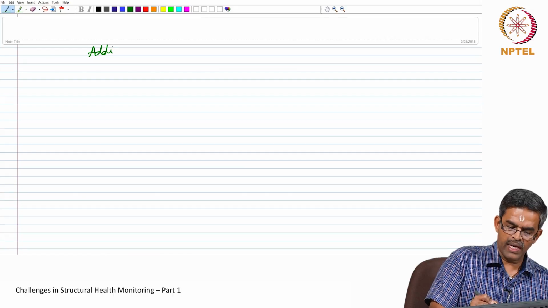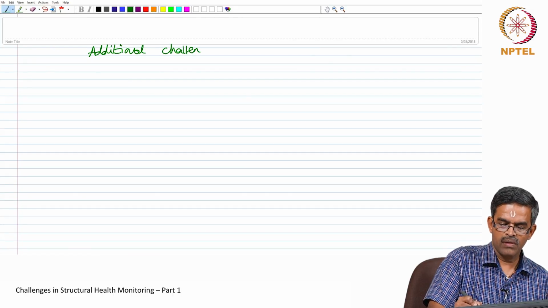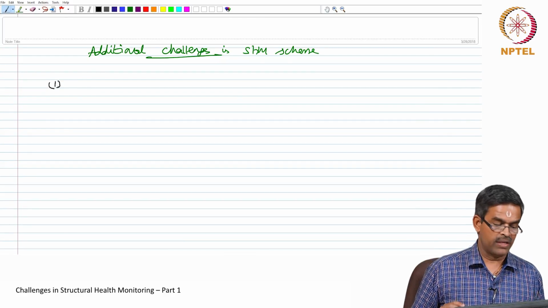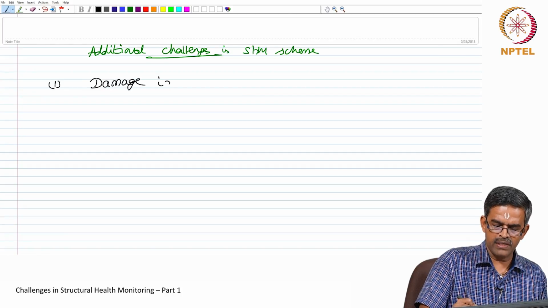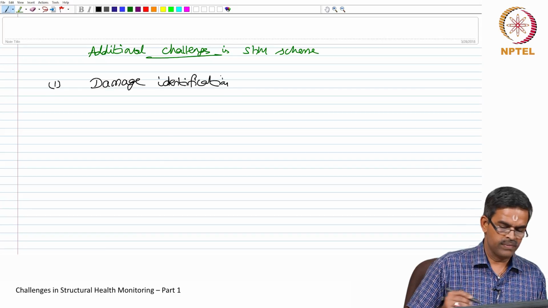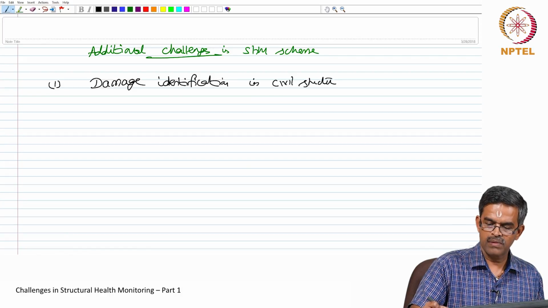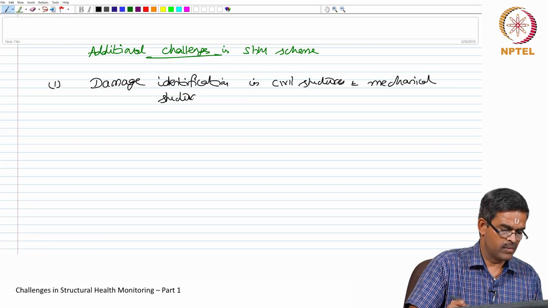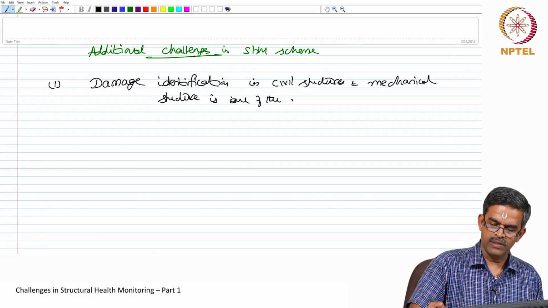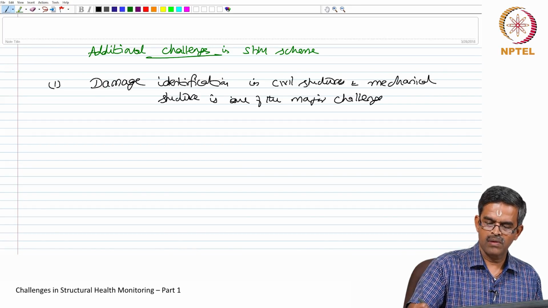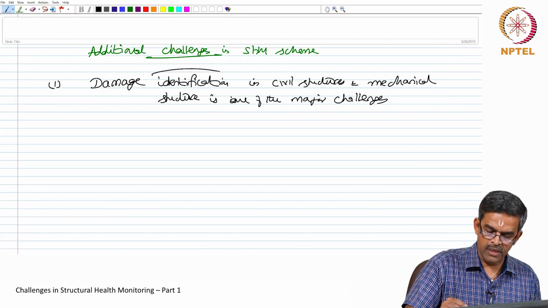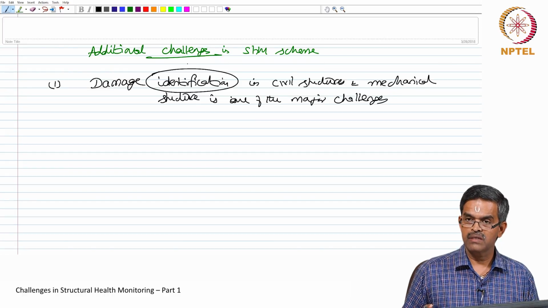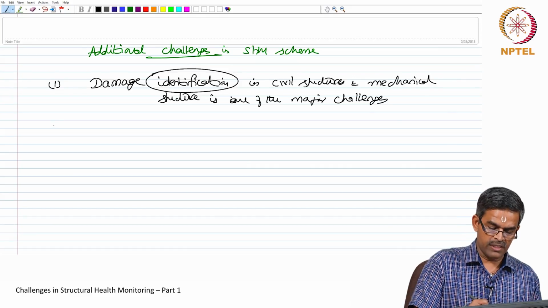Let us see what are some additional challenges we have in the structural health monitoring scheme. As we all agree, being civil and structural engineers, damage identification in civil structures and mechanical structures both is one of the major challenges. For a given structural system, identifying, that is locating, the damage itself requires a lot of experience and a lot of database comparison to really understand or identify parameters causing such damage initiation.